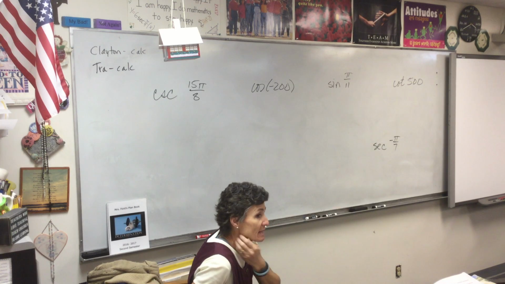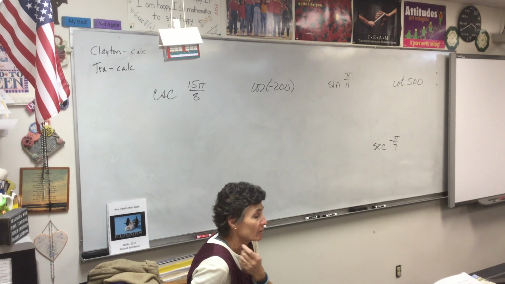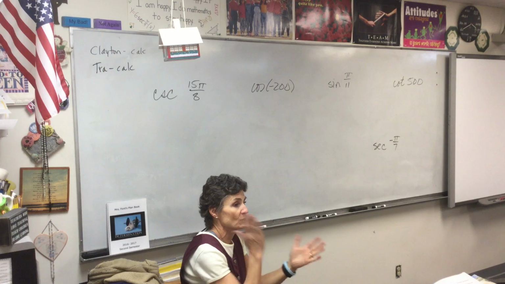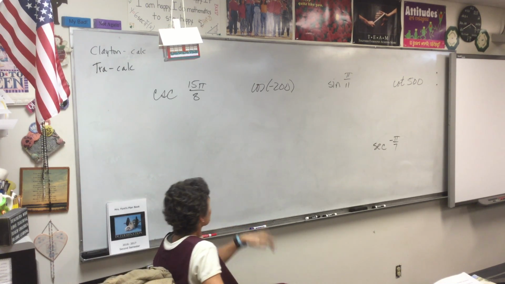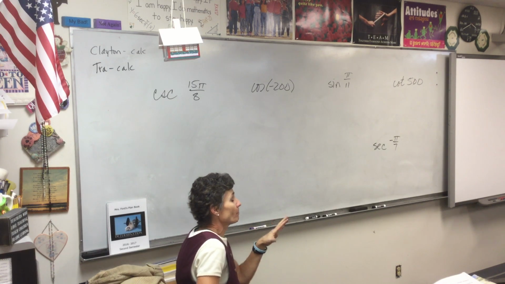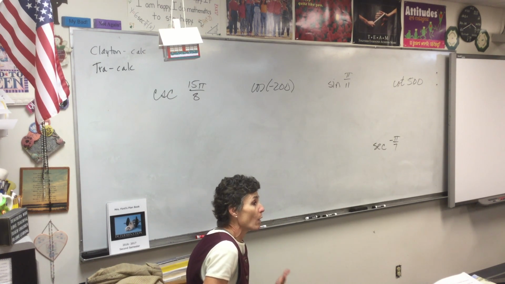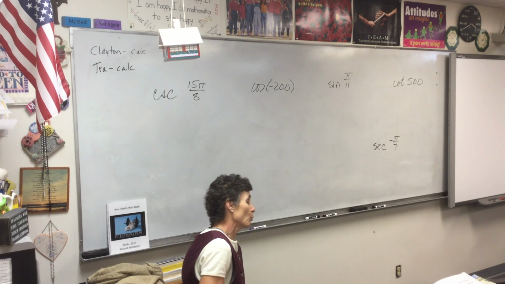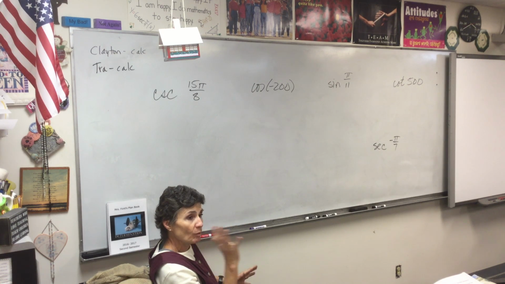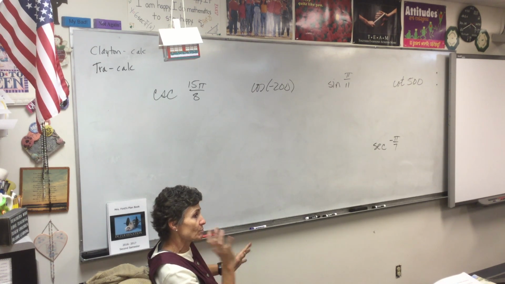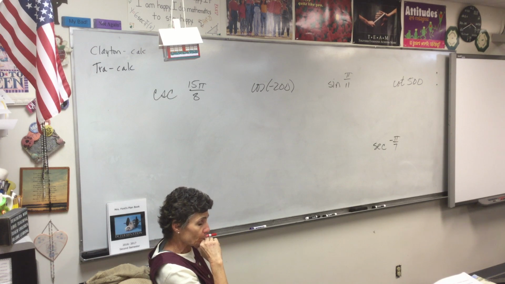Pi over 7. I don't think that's right. It doesn't matter, because remember, all you're trying to figure out is where it is. Some of these angles are funky, but remember, all you're trying to figure out is whether it's positive or negative. You do not need to worry about having any exact angle value. Is it in quadrant 1, quadrant 2? That's what you're trying to figure out.